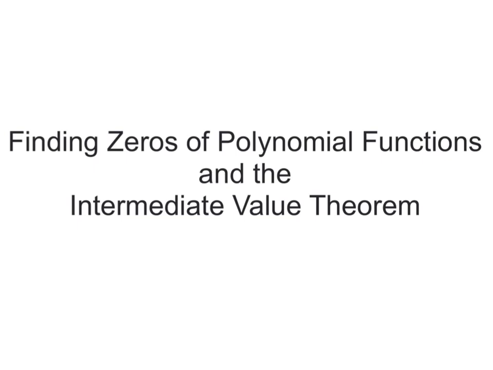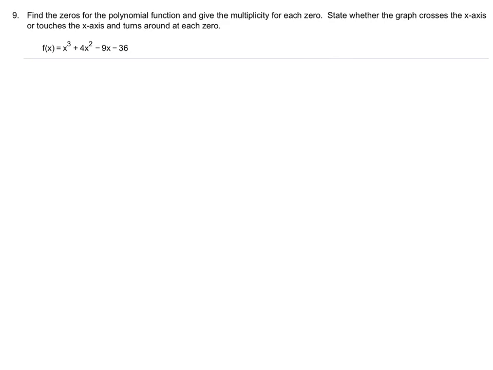Finding zeros of polynomial functions and the intermediate value theorem. Find the zeros of the polynomial function and give the multiplicity for each zero. State whether the graph crosses the x-axis or touches the x-axis and turns around at each zero. To find the zeros of this function, we're going to set the function equal to 0 and solve for x.